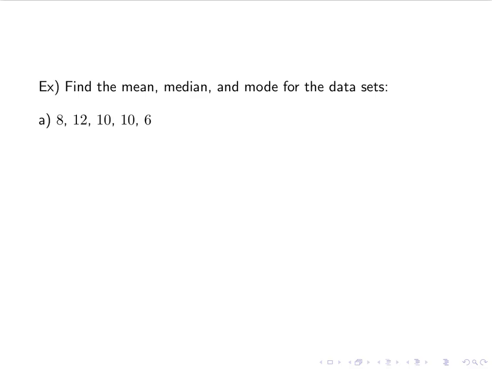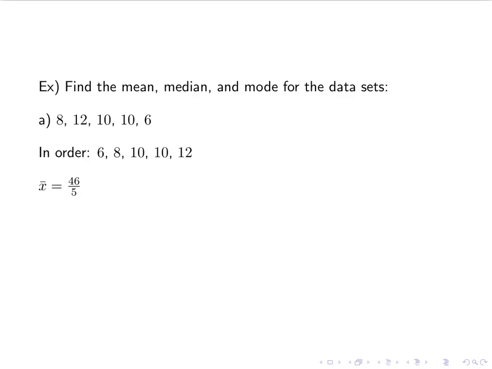Let's find the mean, median, and mode for the following data sets. So we have 8, 12, 10, 10, and 6. So again, the first thing I'm going to do is put them in order because I want to do that for both the median and the mode.